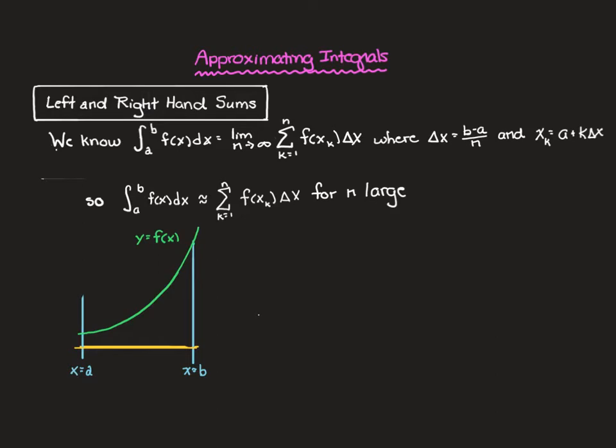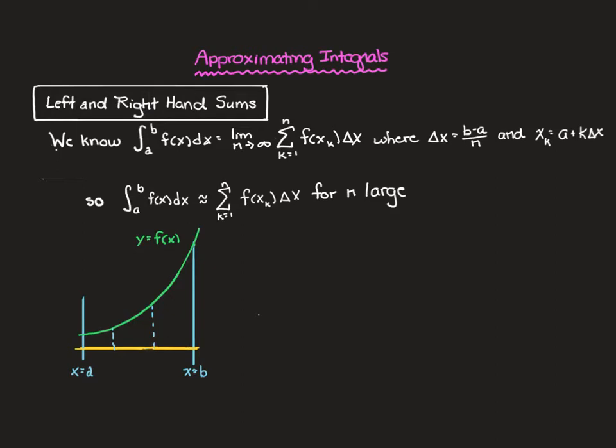So we know the definition of the definite integral as the limit of a Riemann sum. So therefore, we can approximate with a Riemann sum. We can do this by partitioning the interval from a to b into n equal pieces. So I'm going to do that. I'm going to use 3 pieces. And on each piece, we're going to approximate the height of the function.